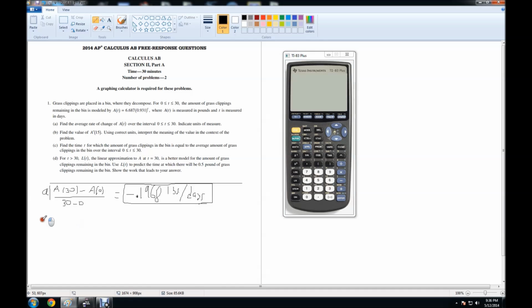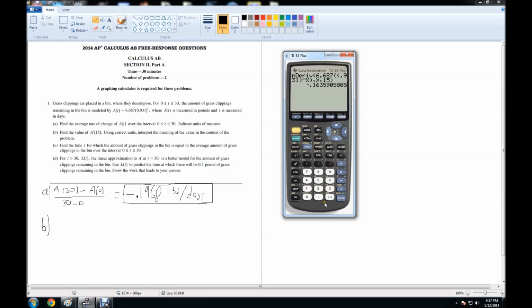So part B. Part B is hopefully the one that everyone got correct. Find the value of A'(15). Using correct units, interpret the meaning of the value in the context of the problem. So this one's a straight out calculator problem. You go to math and derivative of that whole thing, which is 6.687 parentheses 0.931 to the power of x, close parentheses, comma x, comma 15.